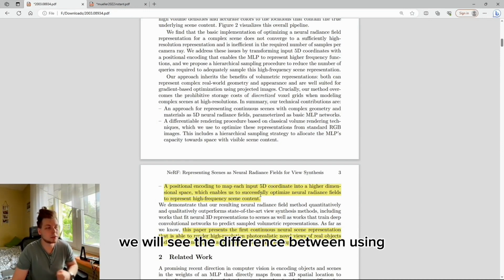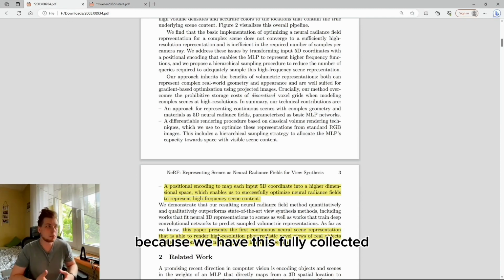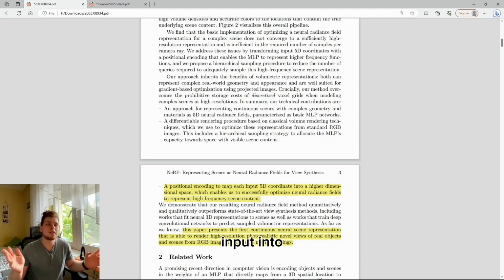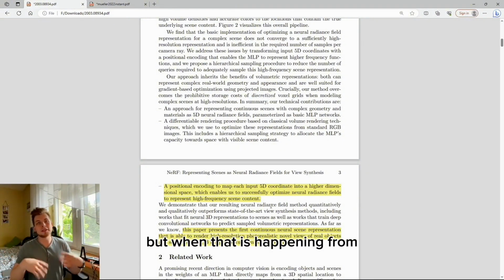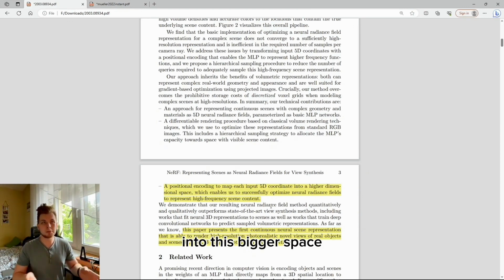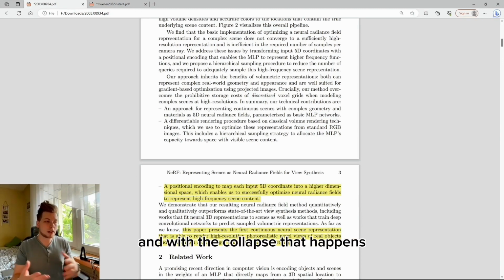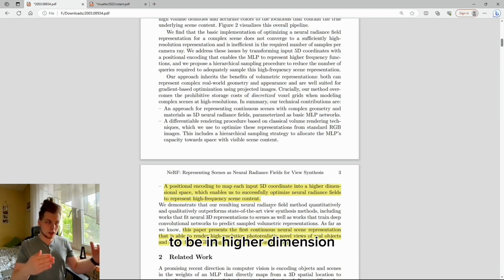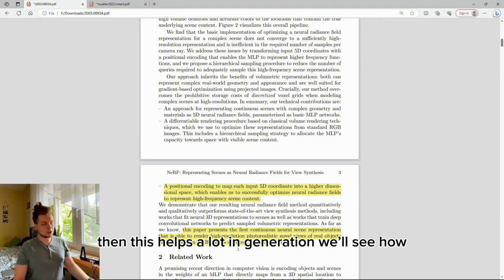So this is very important. We will see the difference between using or not using this positional encoding. One could think that this doesn't really matter that much because we have these fully connected layers. They can take this 5-dimensional input into 256 dimensions in the next layer, right? So they expand into the multidimensional space. But when that is happening from the 5D into this bigger space, actually in the course of training there is a collapse that happens, and with that collapse we learn much worse representations. So if we enforce this automatically to be in higher dimension to generate the high dimensional output of the image, then this helps a lot in generation. We see how.